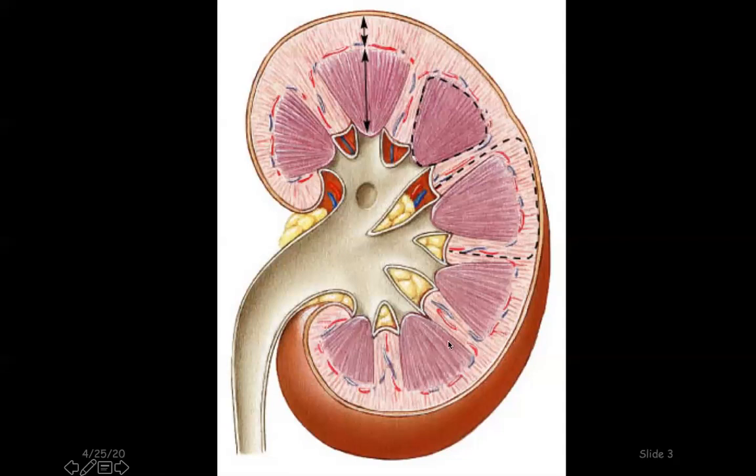Urine is produced within each pyramid and drains through the apex, through this papilla, into a minor calyx. The minor calyces merge and drain into major calyces, and in turn that all drains into the renal pelvis, which is continuous with the ureter.